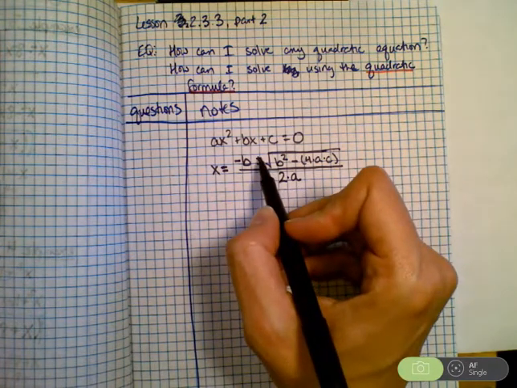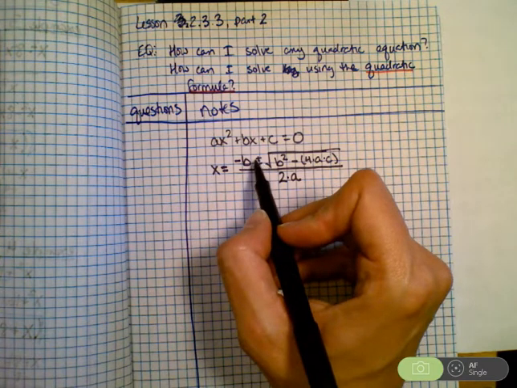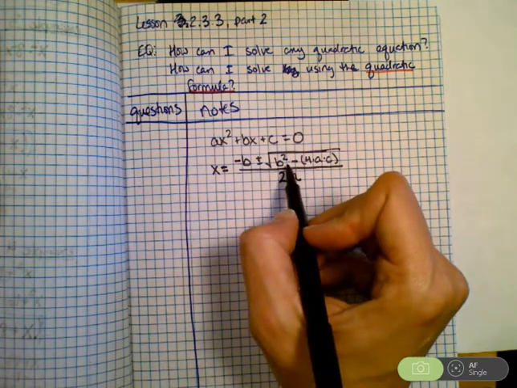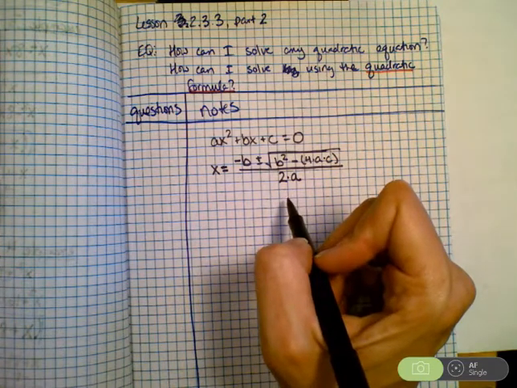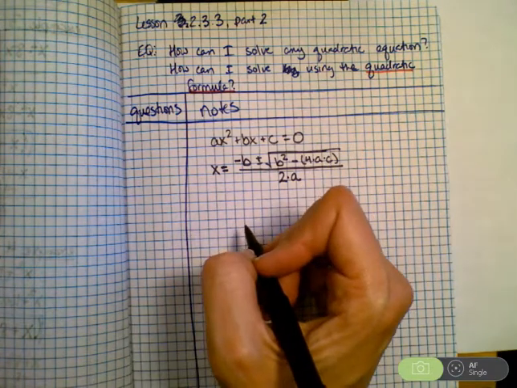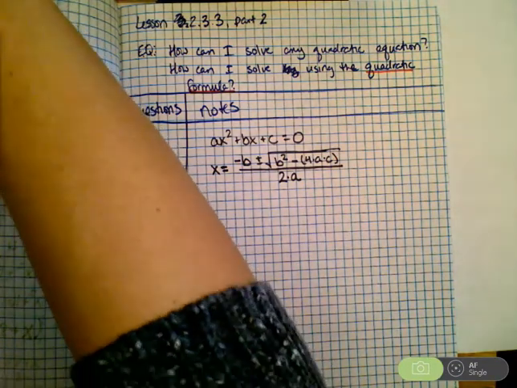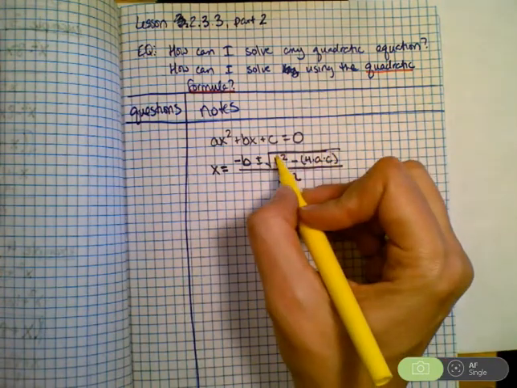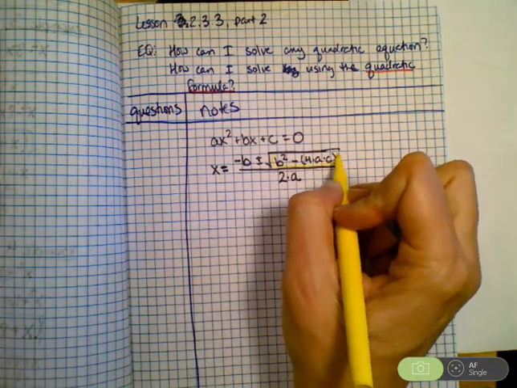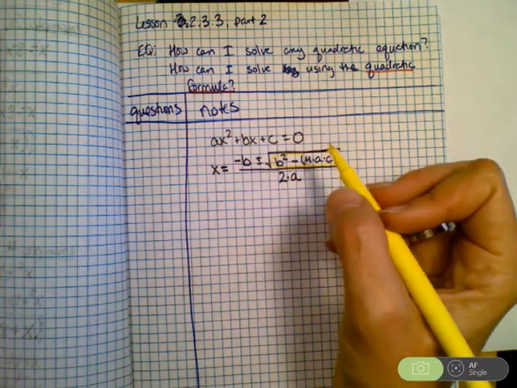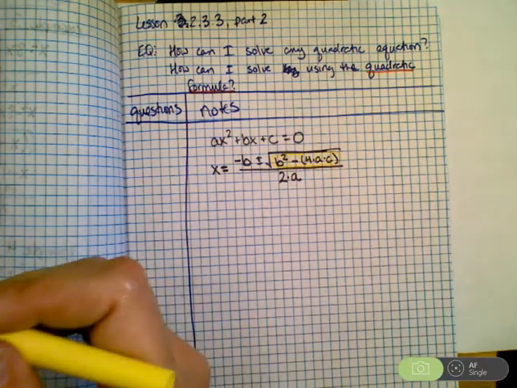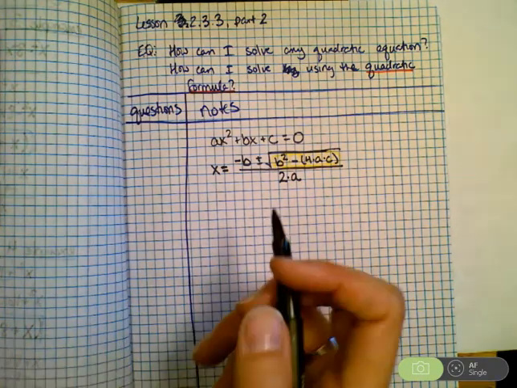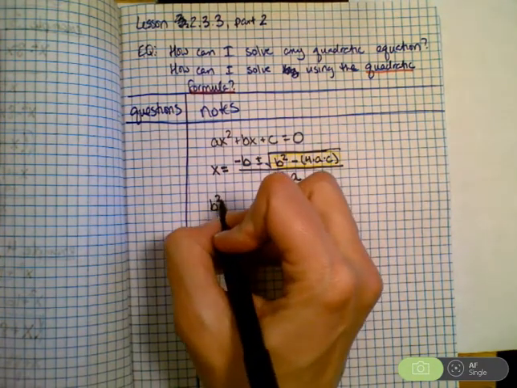This plus or minus is where the two answers come from. One answer is from adding, one answer is from subtracting, and then that division by 2a is always the last thing you do. So one piece of the quadratic formula is this inside part, and I know you can't see the yellow very well, that's intentional. It's just supposed to be highlighting it for you. So that inside part gives us some really valuable information when we're solving quadratics.